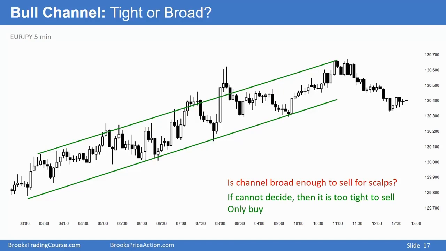When you have a bull channel, it's always good to buy, and you can only sell if it's clearly broad enough to make money fairly easily. In a situation like this, where the pullbacks are only 10 or 15 pips, it's very difficult to make money selling. It's better only to look to buy.